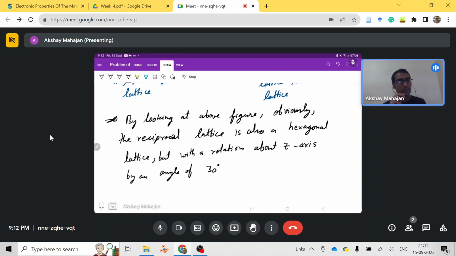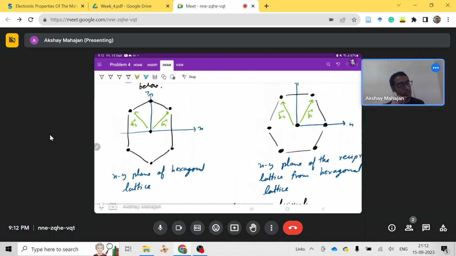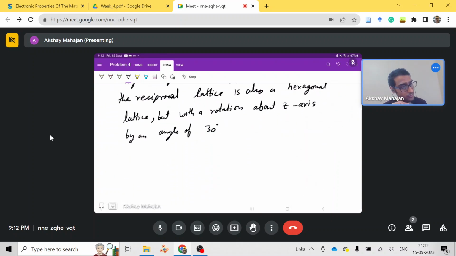Okay, and this angle is basically, as you can see, within the xy plane, because a3 and b3 are along the z-axis, the only rotation you can see is about the z-axis. So the angle between the a1 vector and the b1 vector will give you this rotation angle of 30 degrees. So this you can find out yourself.